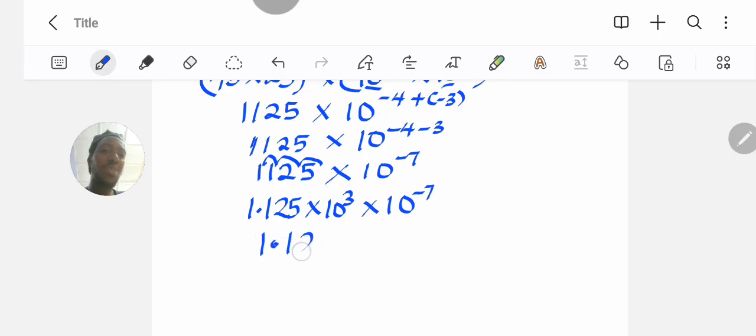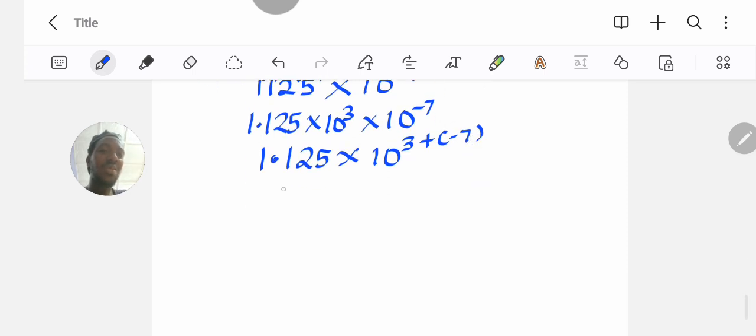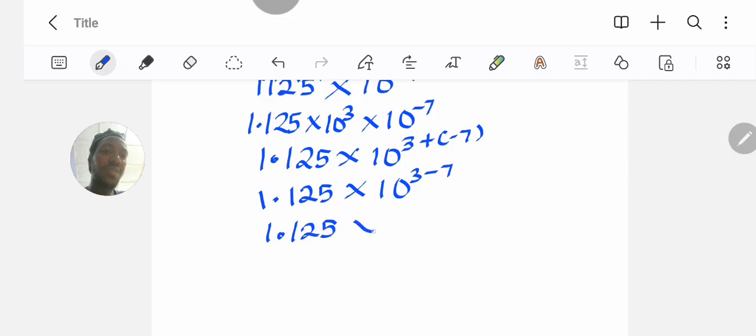So we have 1.125 times 10 raised to the power of 3 plus minus 7. And that's going to give us 1.125 times 10 raised to the power of 3 minus 7. And that's 1.125 times 10 raised to the power of minus 4. And that is our answer.